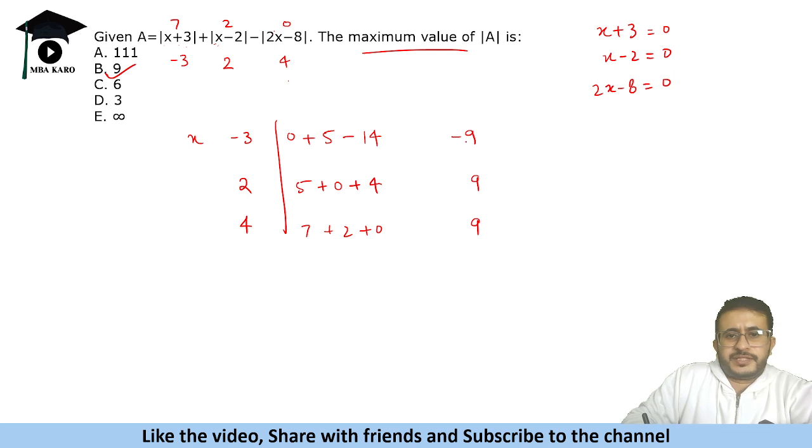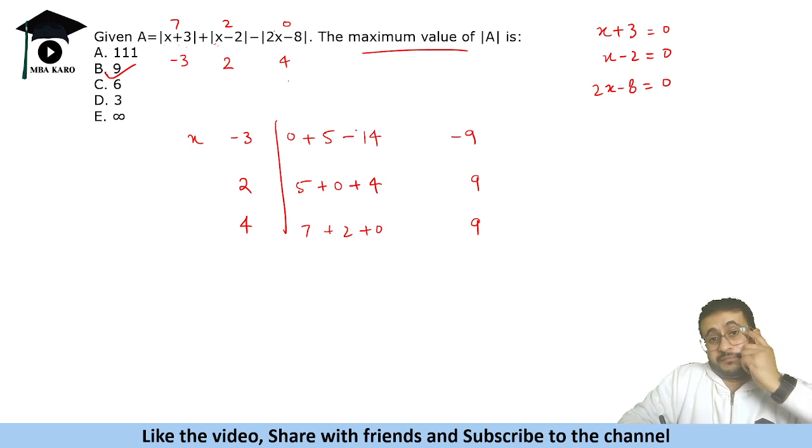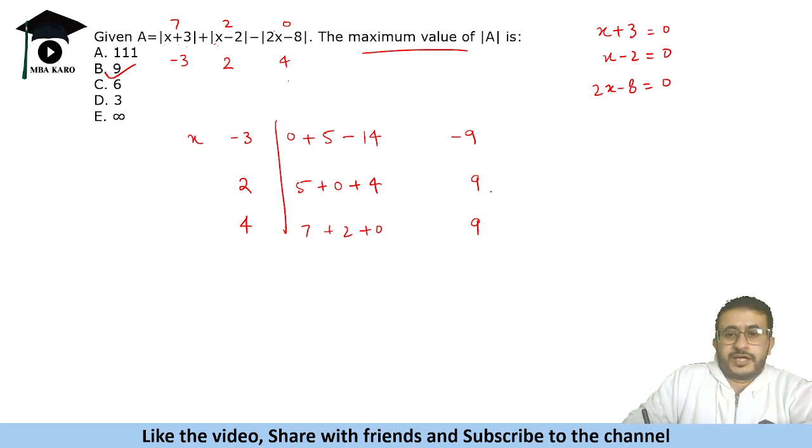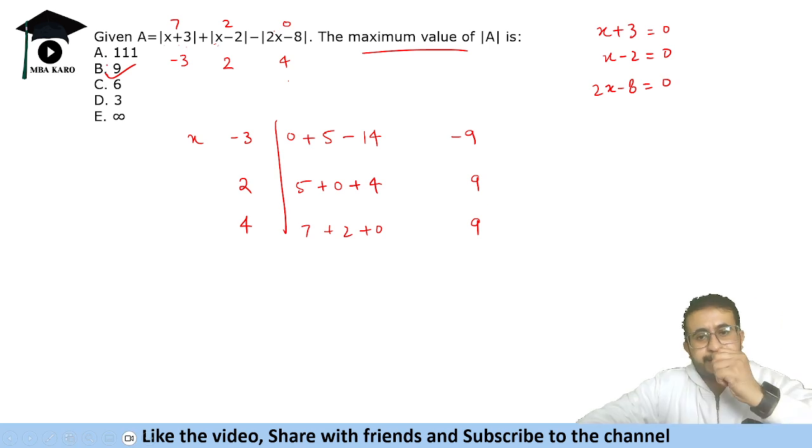So we were making a mistake in this. Instead of plus, it should have been minus. So the maximum value is coming as 9.